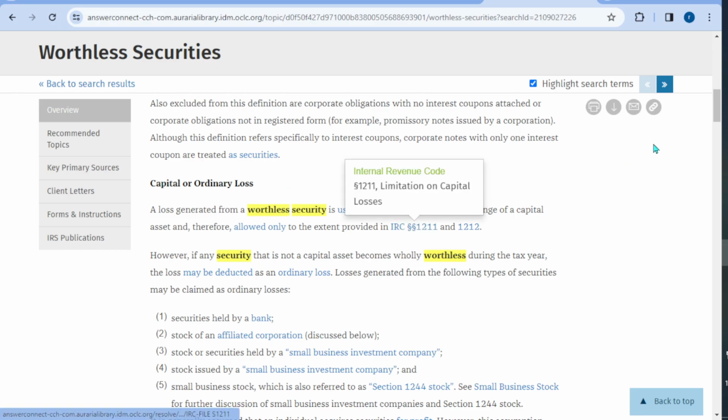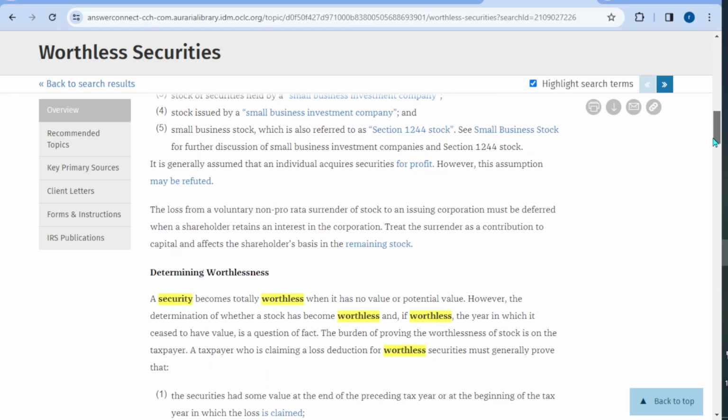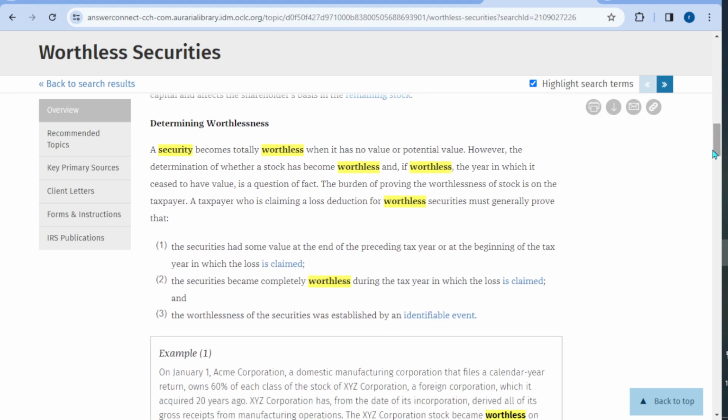Now they're going to talk a little bit more about worthlessness. It says right here, determining worthlessness. A security becomes totally worthless when it has no value or potential value. Now, if you guys remember in that 8K report, they said specifically that the stock was canceled and has no value. Now let's read on. It says, however, the determination of whether a stock has become worthless and, if worthless, the year in which it ceased to have value is a question of fact. The burden of proving the worthlessness of stock is on the taxpayer.